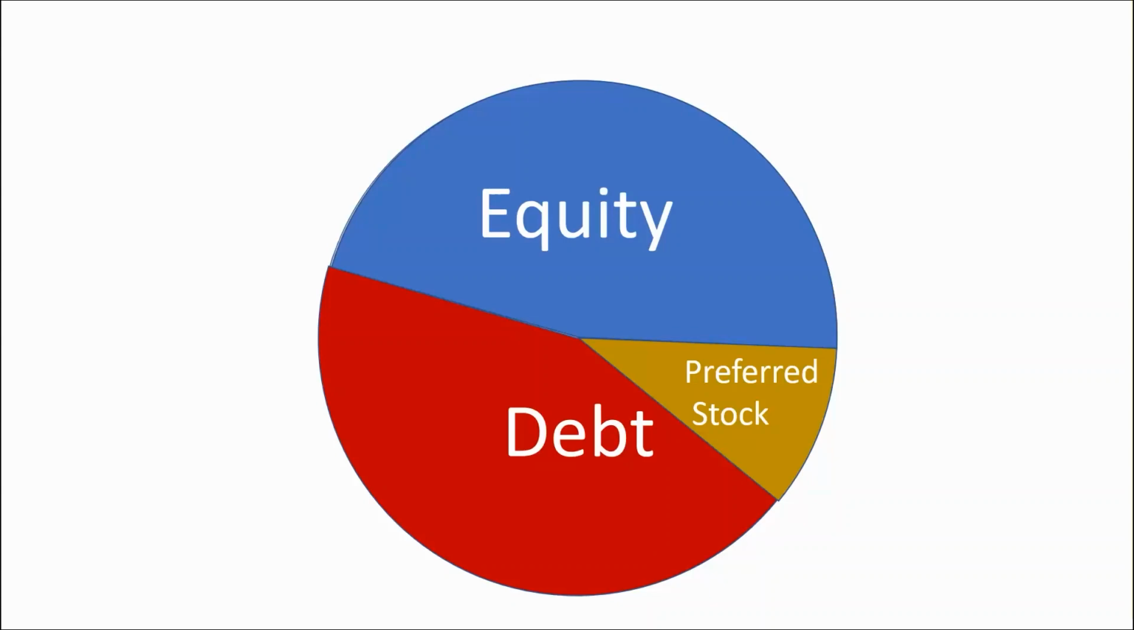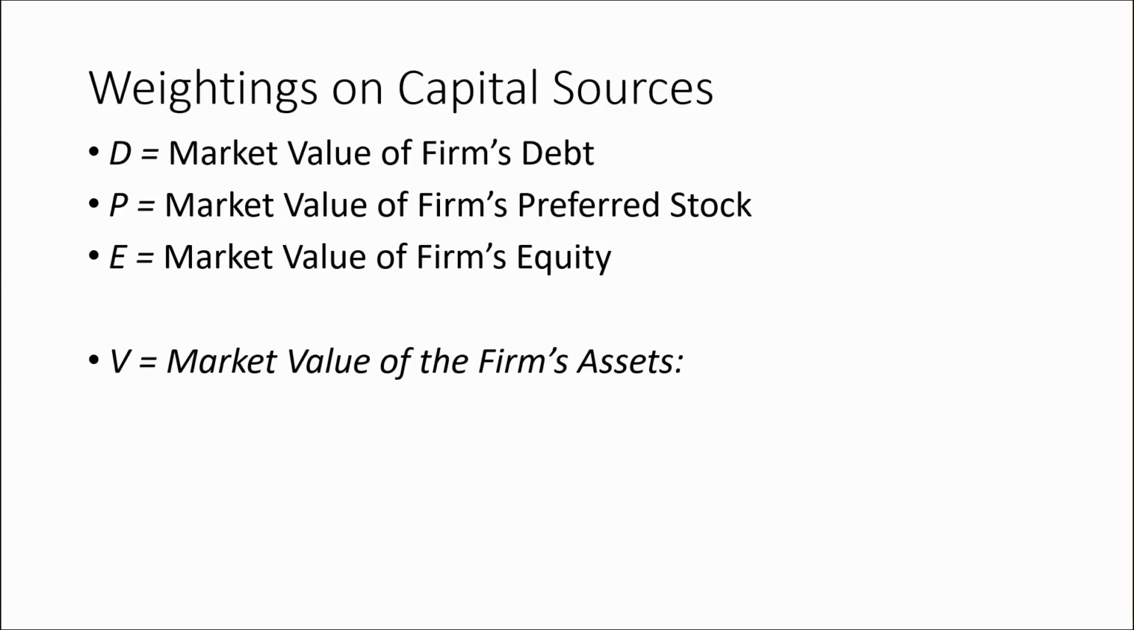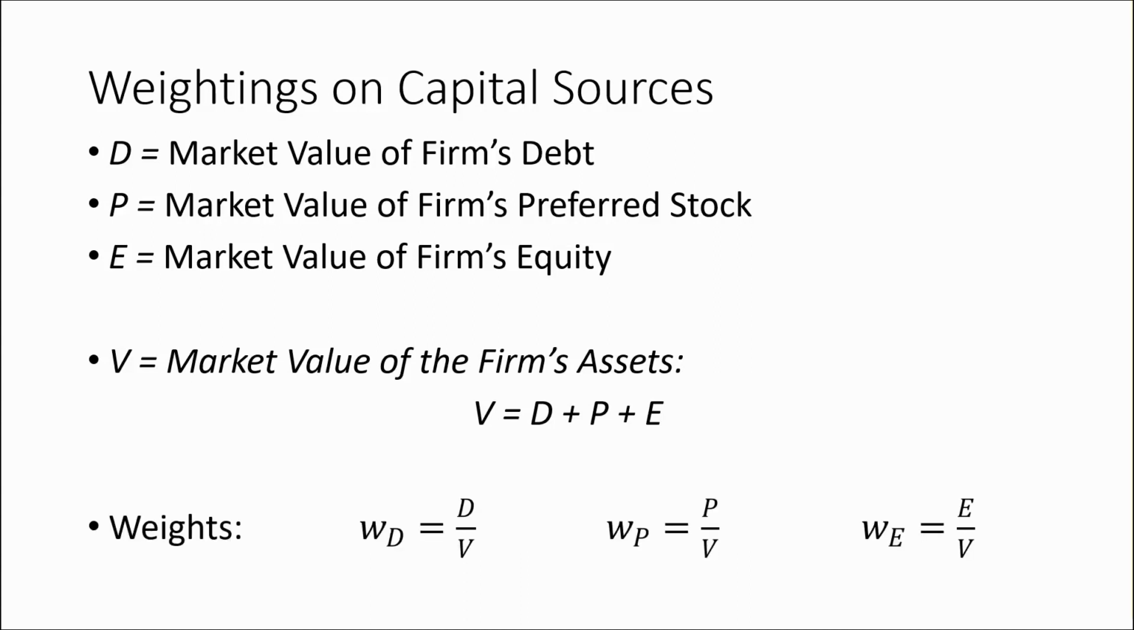We classify equity as common stock and preferred stock as really its own entity. The idea behind the weighted average cost of capital is to weight these sources of capital and multiply those weights by their costs. To calculate the weights, we collect the market values of the firm's debt, preferred stock, and equity, summing up to the market value of all of the firm's assets, symbolized here with V. The weights are the ratio of each of those market values to the total.